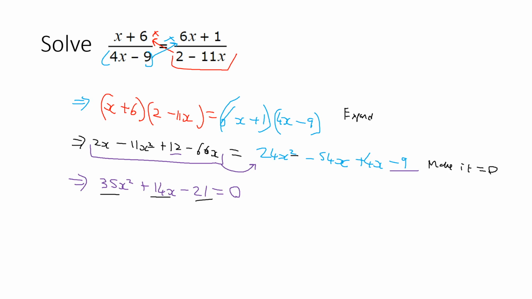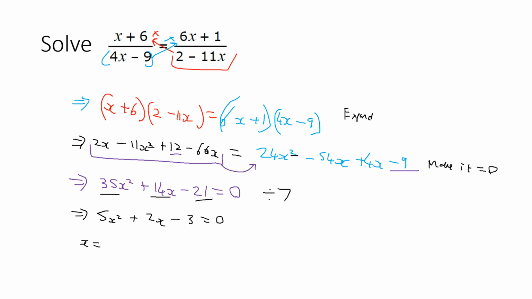Now, what do you notice about all these coefficients? Exactly. They are all divisible by 7. So let's divide it by 7. 35 divided by 7 is 5. 14 divided by 7 is 2. And minus 21 divided by 7 is equal to minus 3. Now we can solve this quadratic equation. The way we can solve it is by using the quadratic formula.